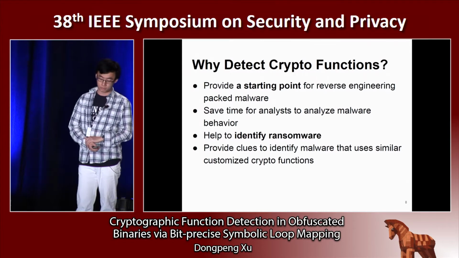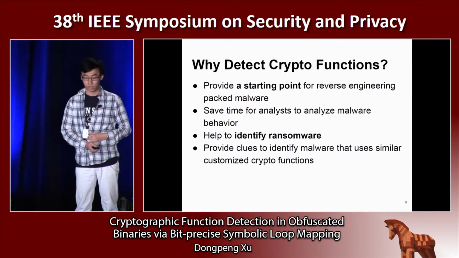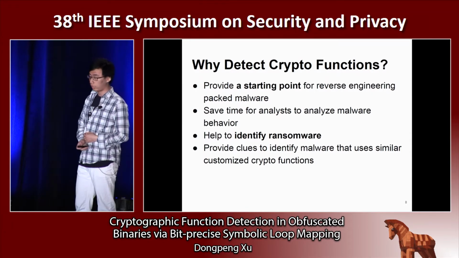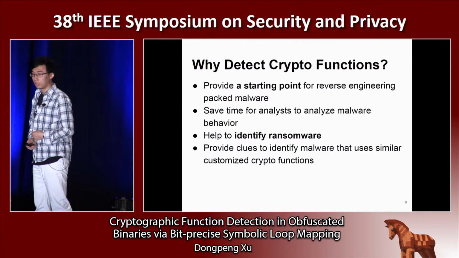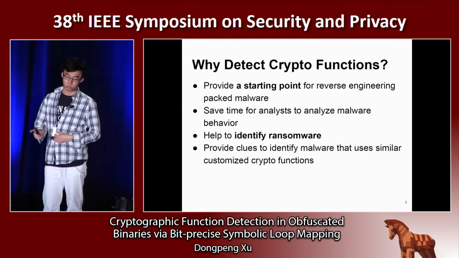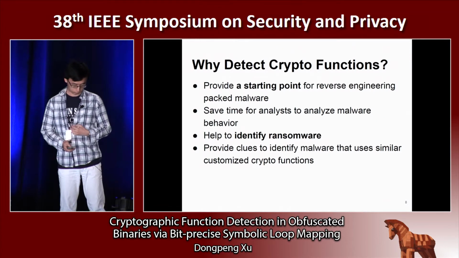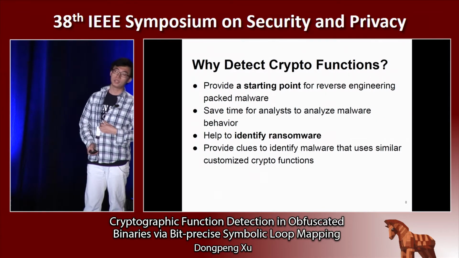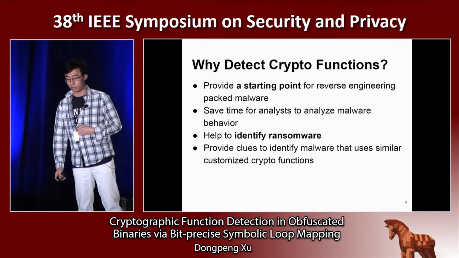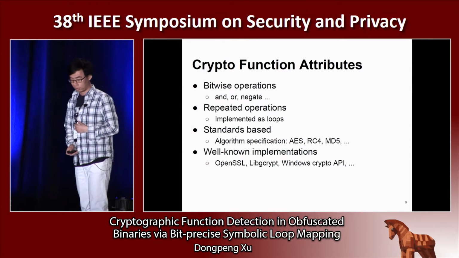And at last, some malware developers can customize crypto functions. If we can identify those customized crypto functions in other programs, then it is very likely that those programs are malware from the same author. So far we have answered the question of why we need to detect crypto functions. The next question is how?